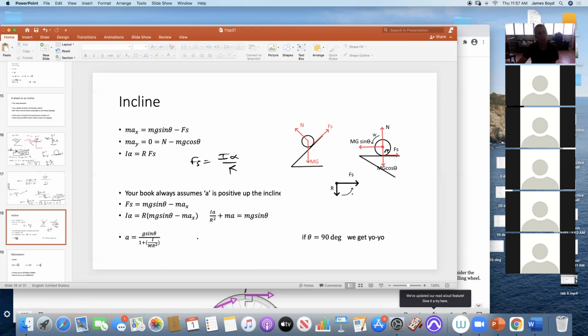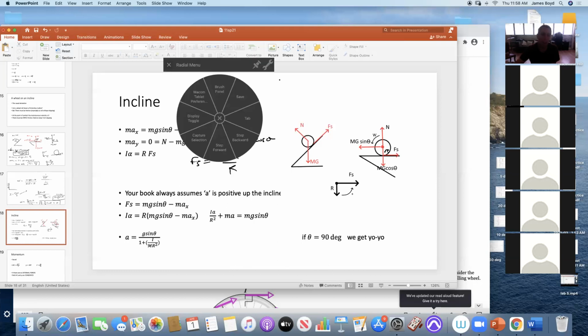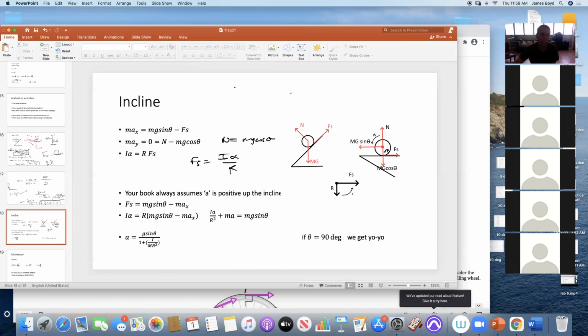Professor, what happened to the cosine? Where? The mg cosine theta. We don't need it. It just tells you that the normal force is mg cos, but we don't need it in this case. You would need it if we wanted to say that, let's say instead of just Fs, we wanted it to be mu N. So we could actually plug in mg cos theta there, like normal. But we don't need it in this case. In this case, what we did was we had Fs was I alpha over r. Does that make sense? Yes.